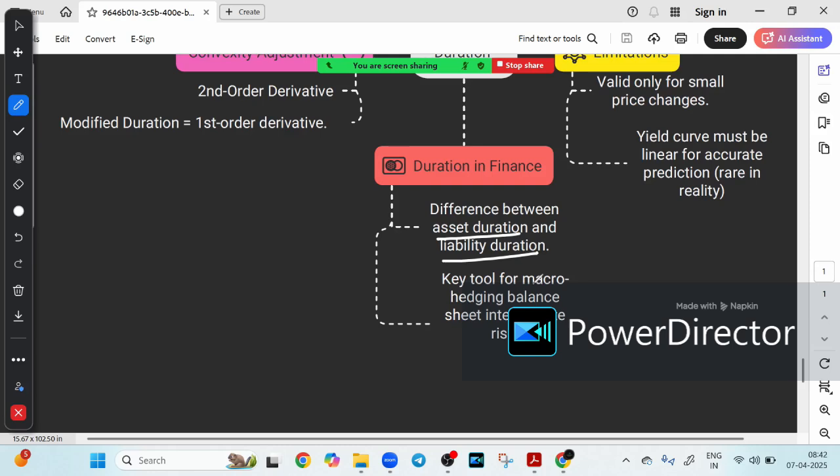It blends math and market sense into a tool that is both practical and powerful. So the next time someone says interest rates are changing, you will know exactly how much impact it is going to have. Main concept is clear.